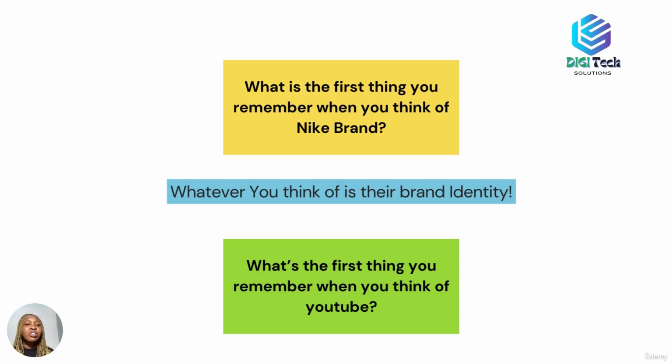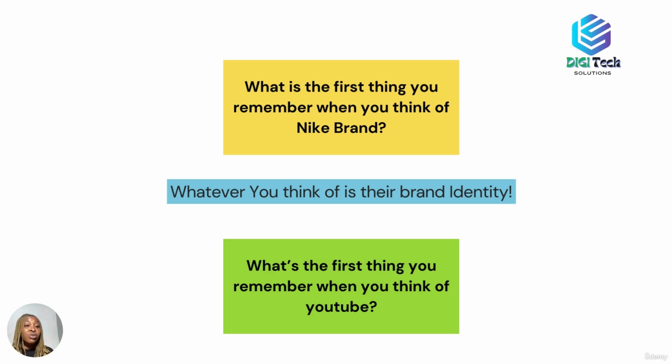Now, what is the first thing you remember when you think of the Nike brand? Obviously, when you think of the Nike brand, you think of running shoes. You think of their logo that is like this, right? You think of the biggest sports brand. That's their brand identity. That's what people know them for.